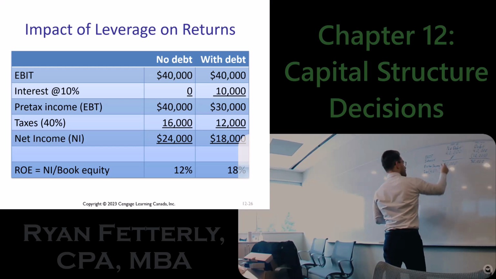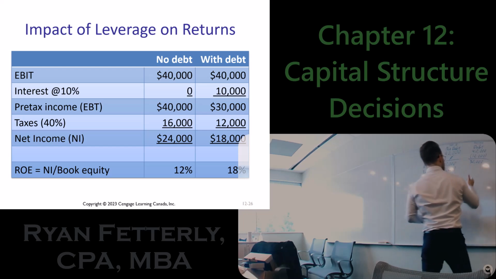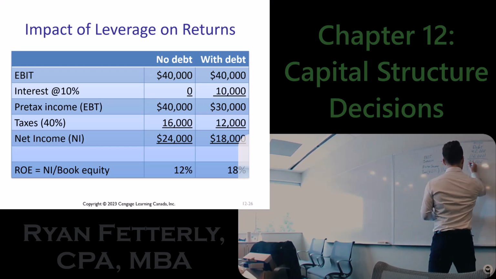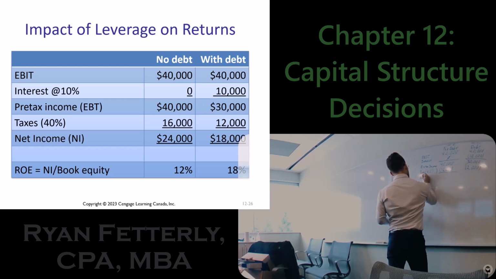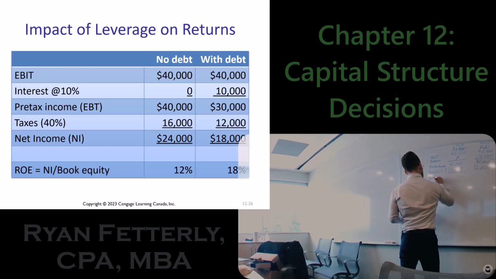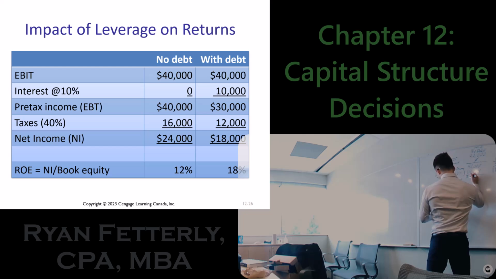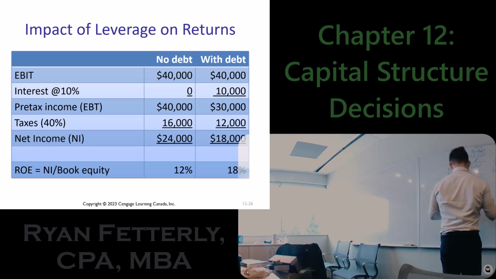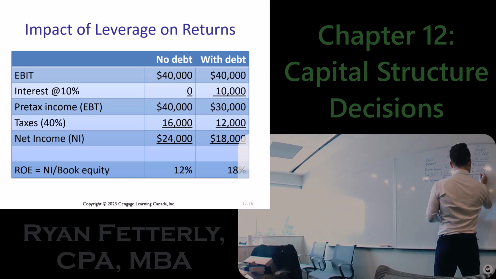Okay, so my corporate tax rate is 40%. So all you do is you just take 40% of your pre-tax income. This company with no debt pays $16,000 in taxes. This company that has debt only pays $12,000 in taxes. Okay, so therefore, when I get to my net income, Company A with no debt has $24,000 in net income, whereas Company B has $18,000 in net income, right?